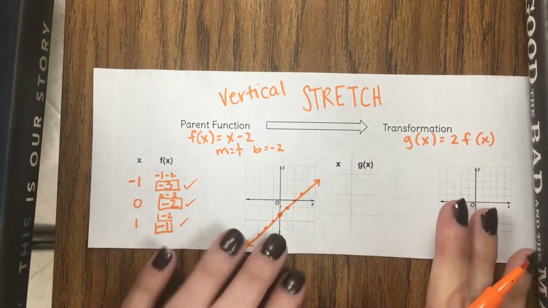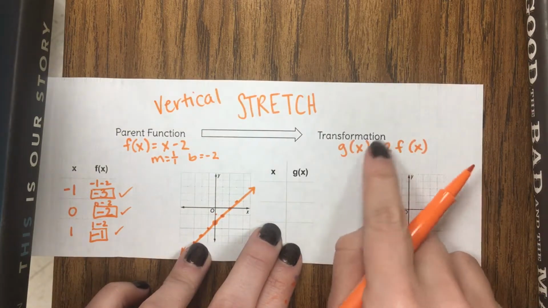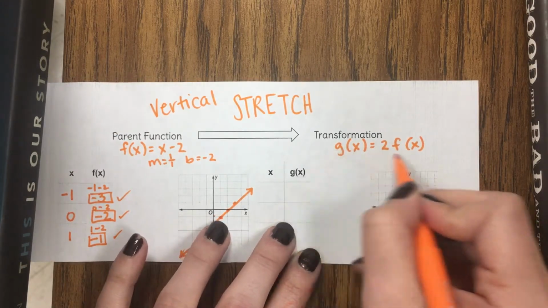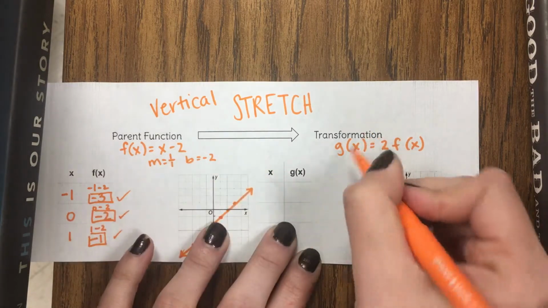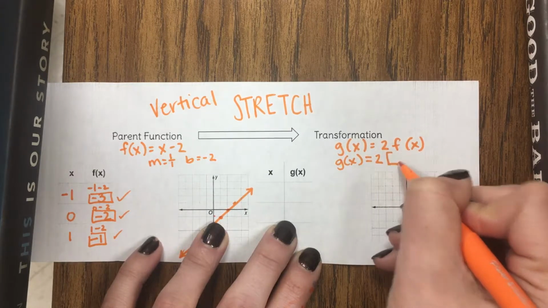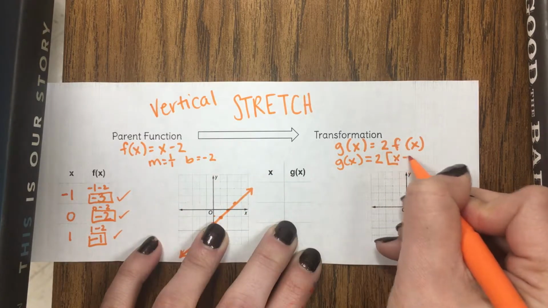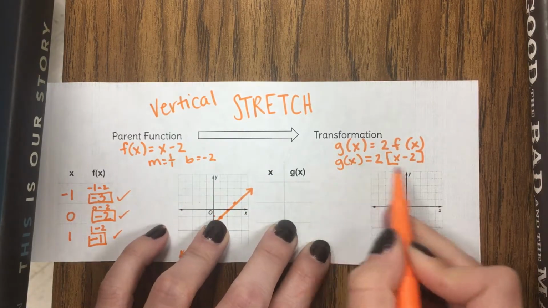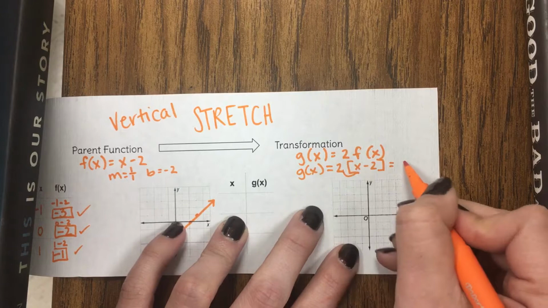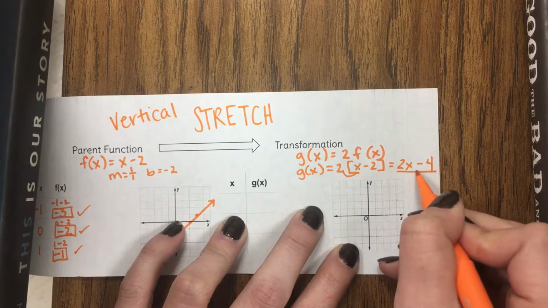Let's say we transform it to our new graph, which gets a new name, g of x. And this one is stretched by 2, or multiplied by 2. So to figure out my equation of this new one, simple substitution. G of x, or my new line, is equal to 2 times, I'm going to plug in what f of x is equal to, x minus 2. And then from here, all I need to do is distribute. So it will give me 2 times x is 2x, 2 times a -2 is -4. And this is the equation for my new line.